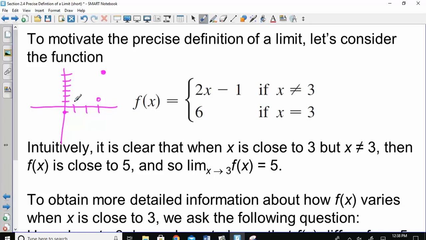So we can plug in. I don't know why I put my point down here. I did x minus 1 instead of 2x minus 1. So if I plug a 3 in here, that would be an open circle. 6 minus 1 is 5. We'd have an open circle up here. So my graph looks like a line that has an open circle on it and then a separate point on the graph. Okay?